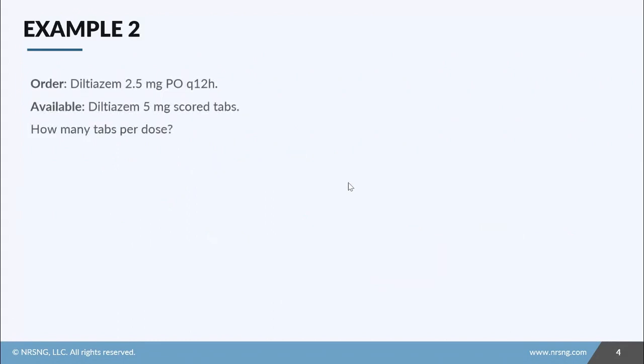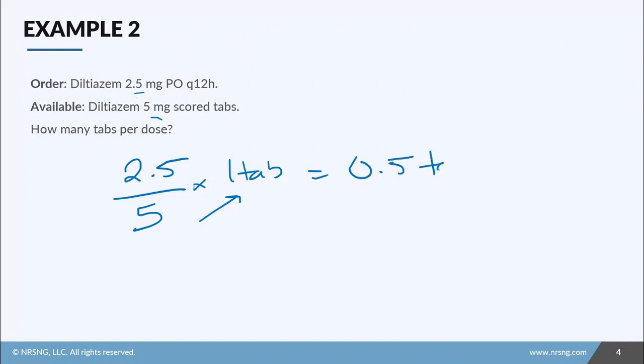All right, example number 2, diltiazem 2.5 milligrams PO every 12 hours. Available is diltiazem 5 milligrams scored tabs. How many tabs per dose? So let's say what we want over what we have, times what it's in, 1 tablet. So this is what's available. 2.5 divided by 5, 0.5 tabs.